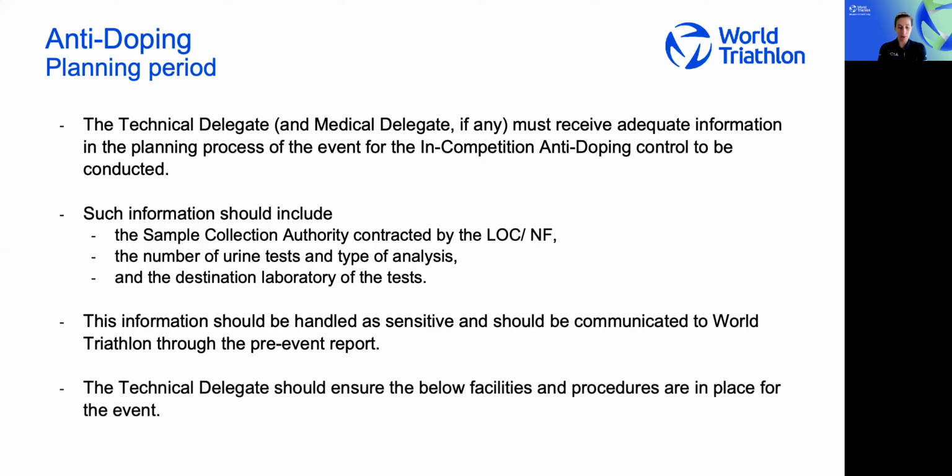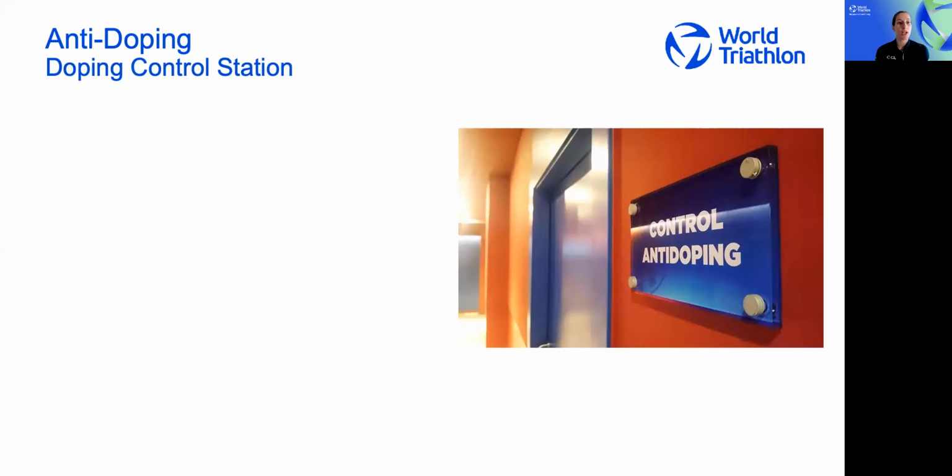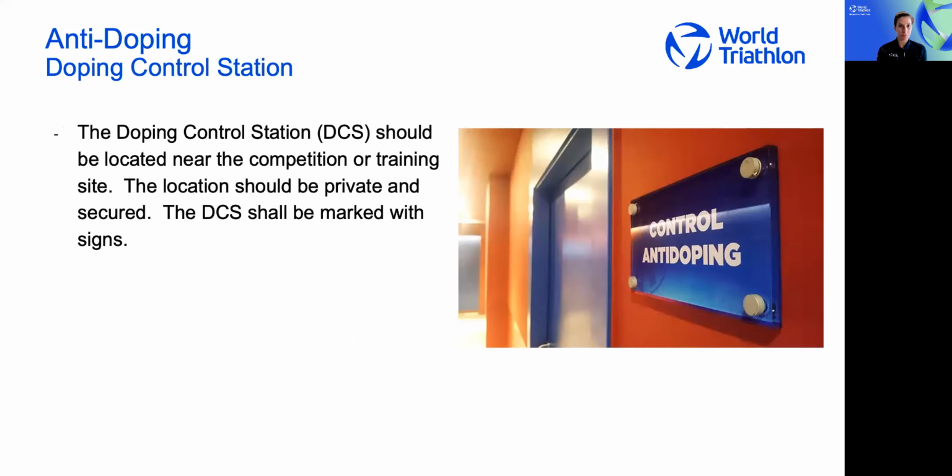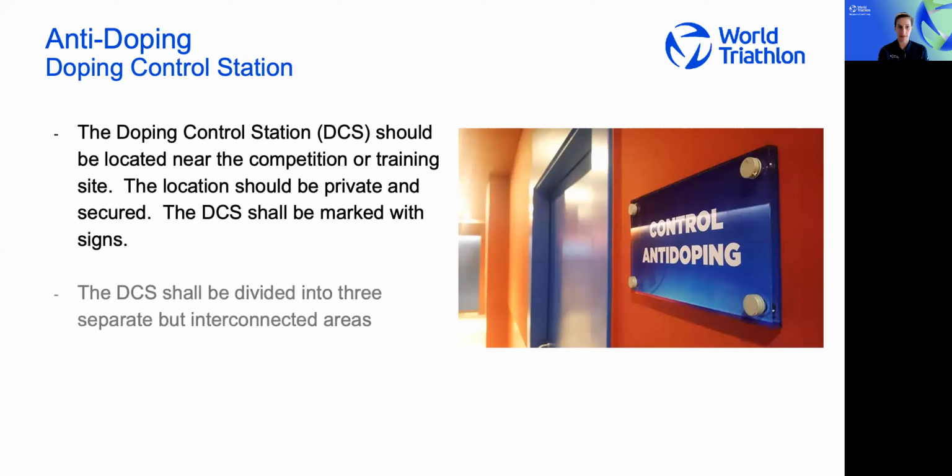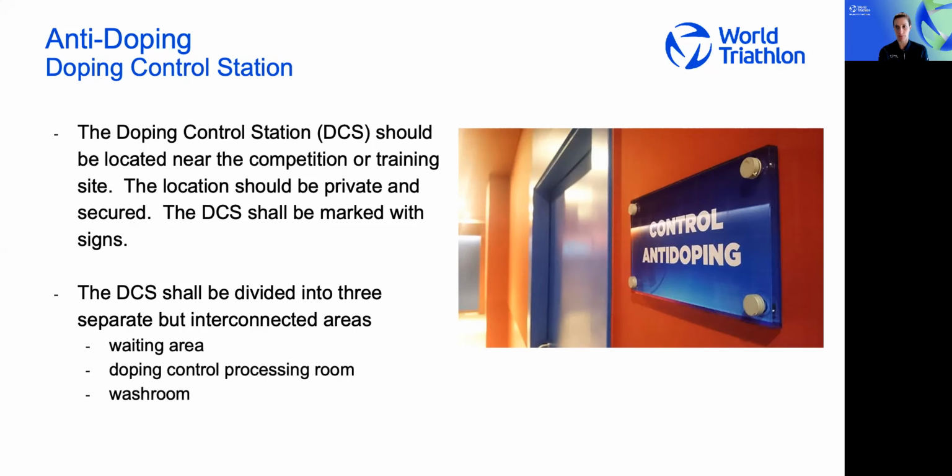The technical delegate also should ensure that the below facilities and procedures are in place for the event. Regarding the doping control station, they should be located near the competition or the training site. The location should be private and secured and should be clearly marked with signs. This station should also be divided into 3 separated but interconnected areas, including the waiting area, the doping control processing room, and a washroom.